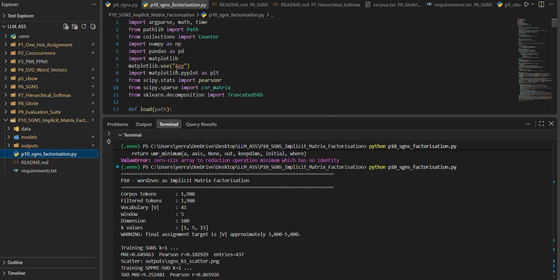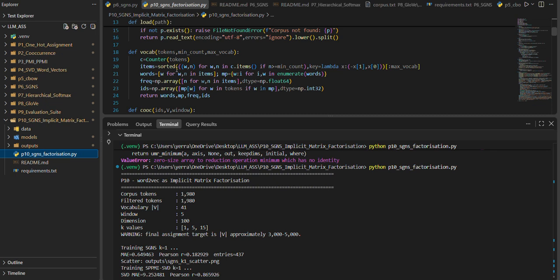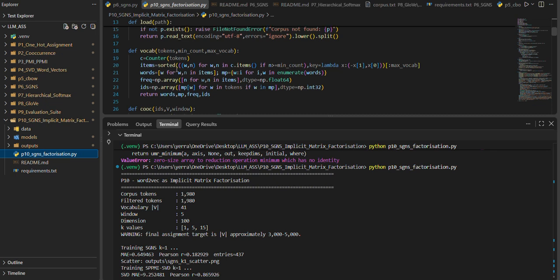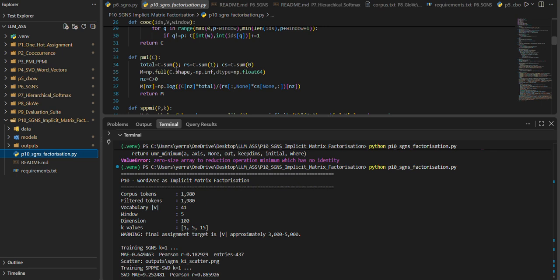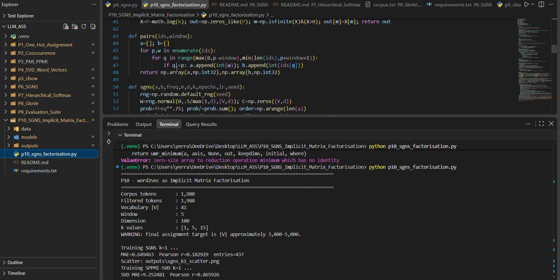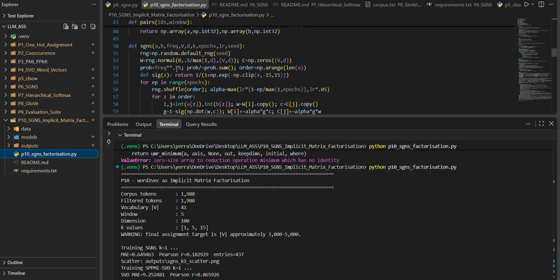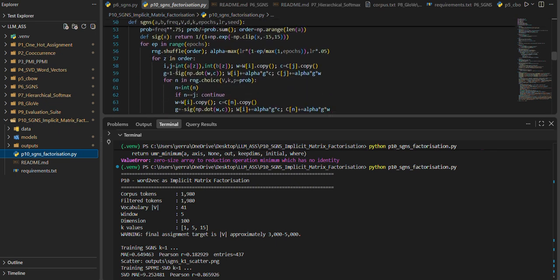Hi, this is Shirisha. In this project, I empirically investigate the important result presented by Levy and Goldberg 2014: skip-gram with negative sampling, SGNS, can be interpreted as implicitly factorizing a shifted PMI matrix.